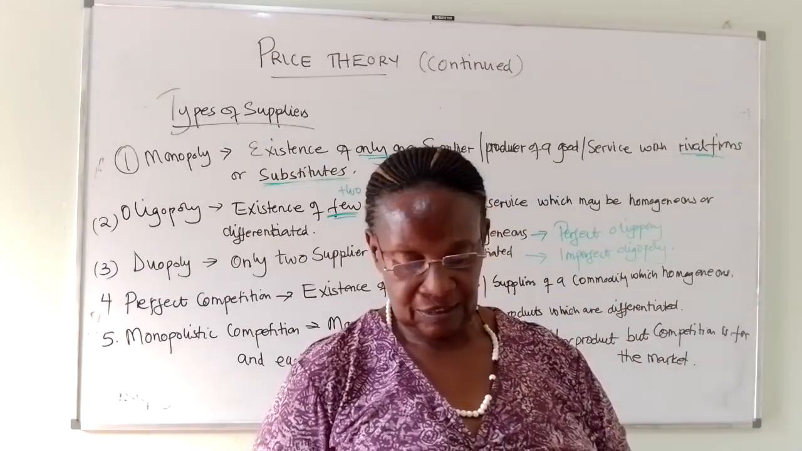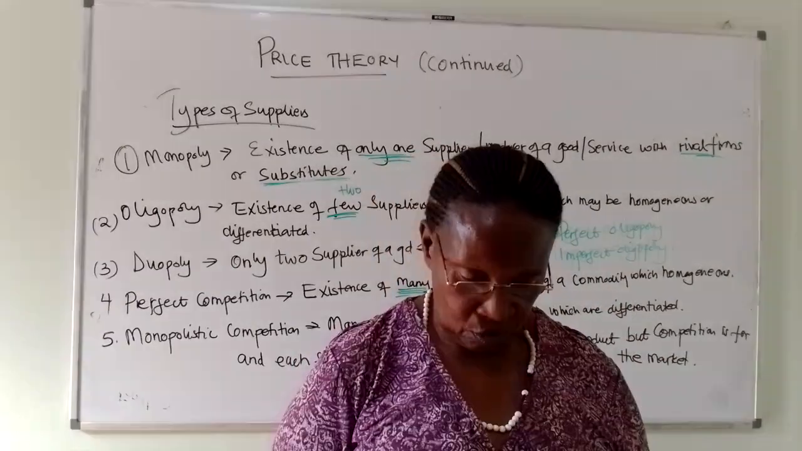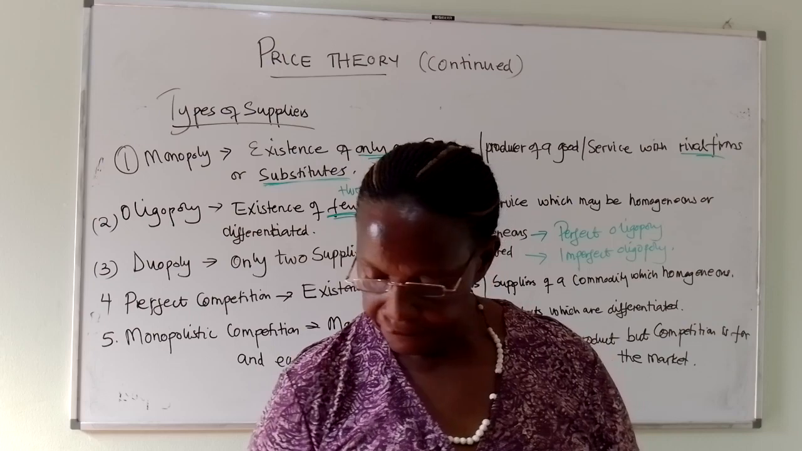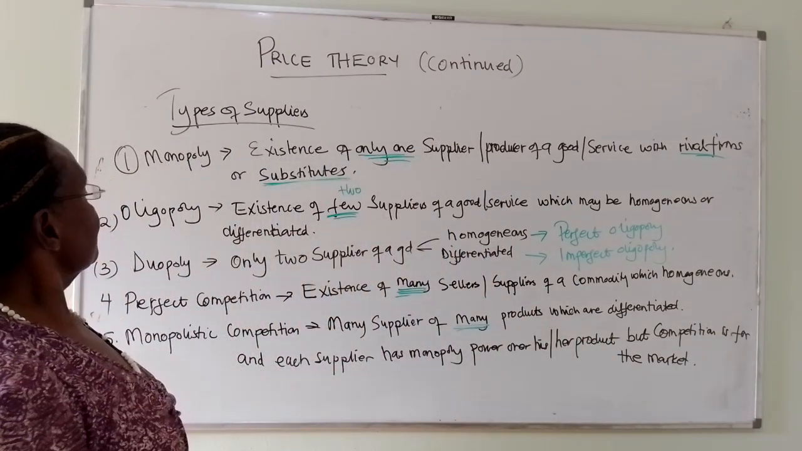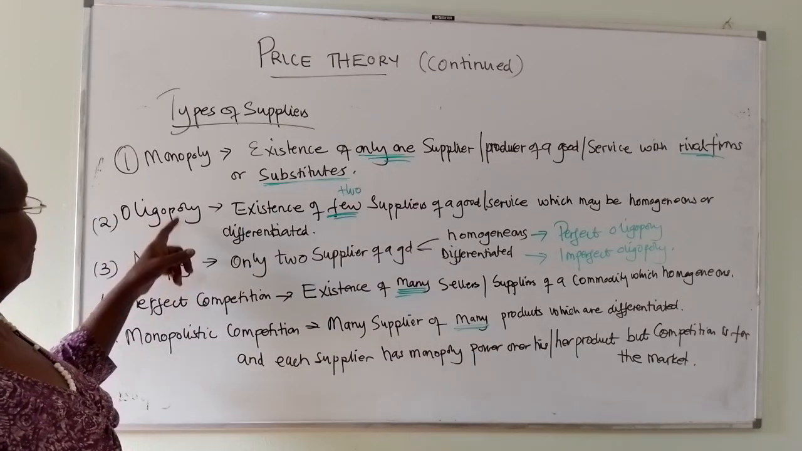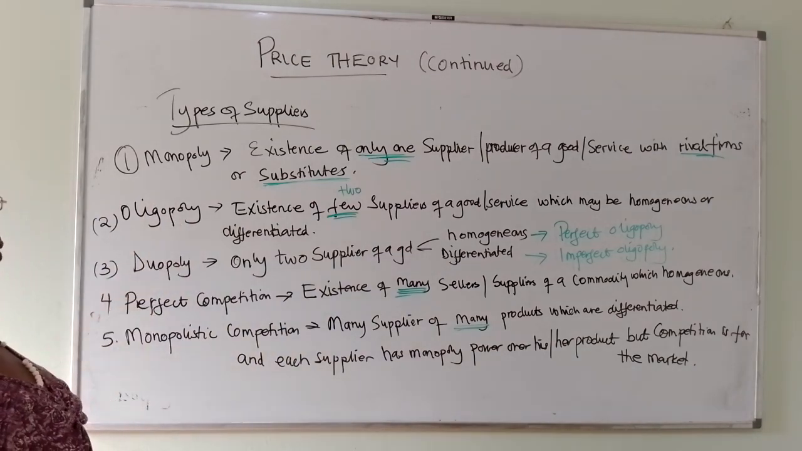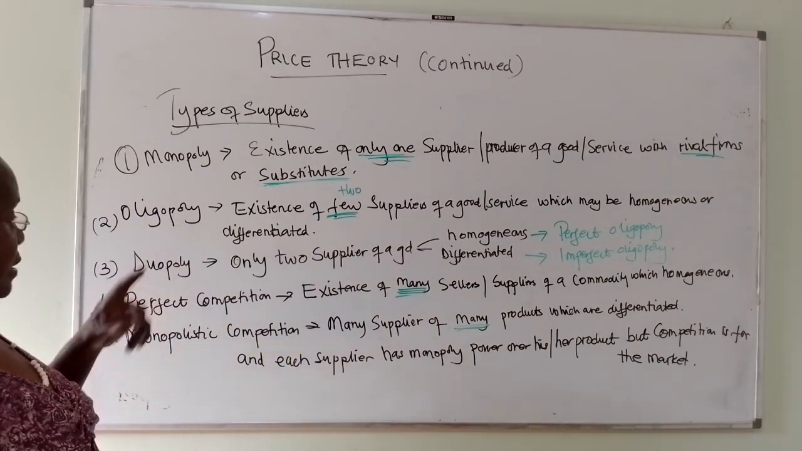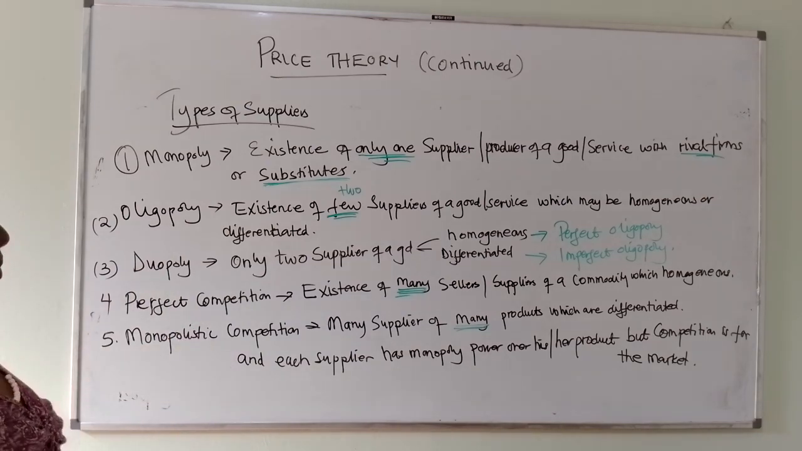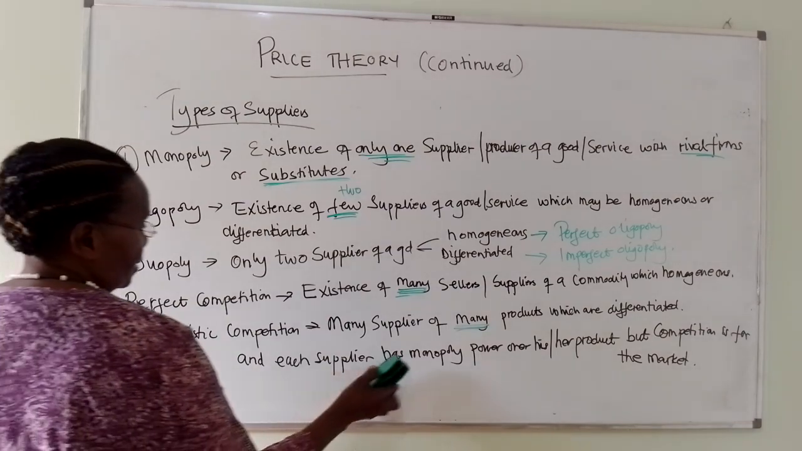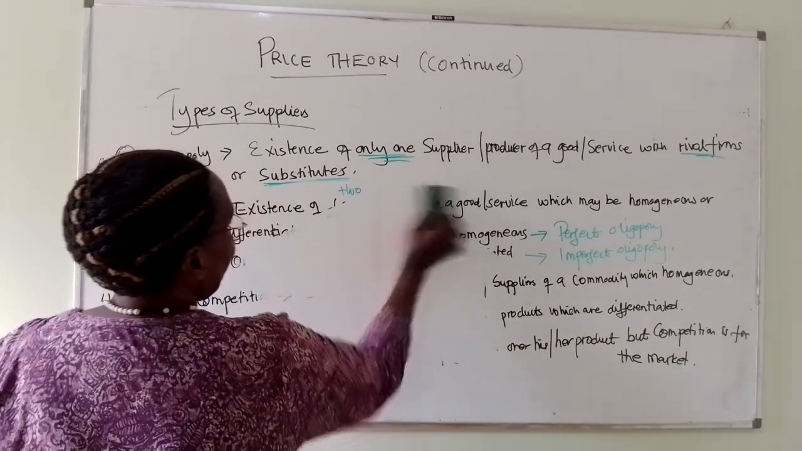So that is what we call the types of suppliers. You can be one, you can be few as two, you can be many, but your products are homogeneous, and you can be many when your products are differentiated. Now let's go to another issue.